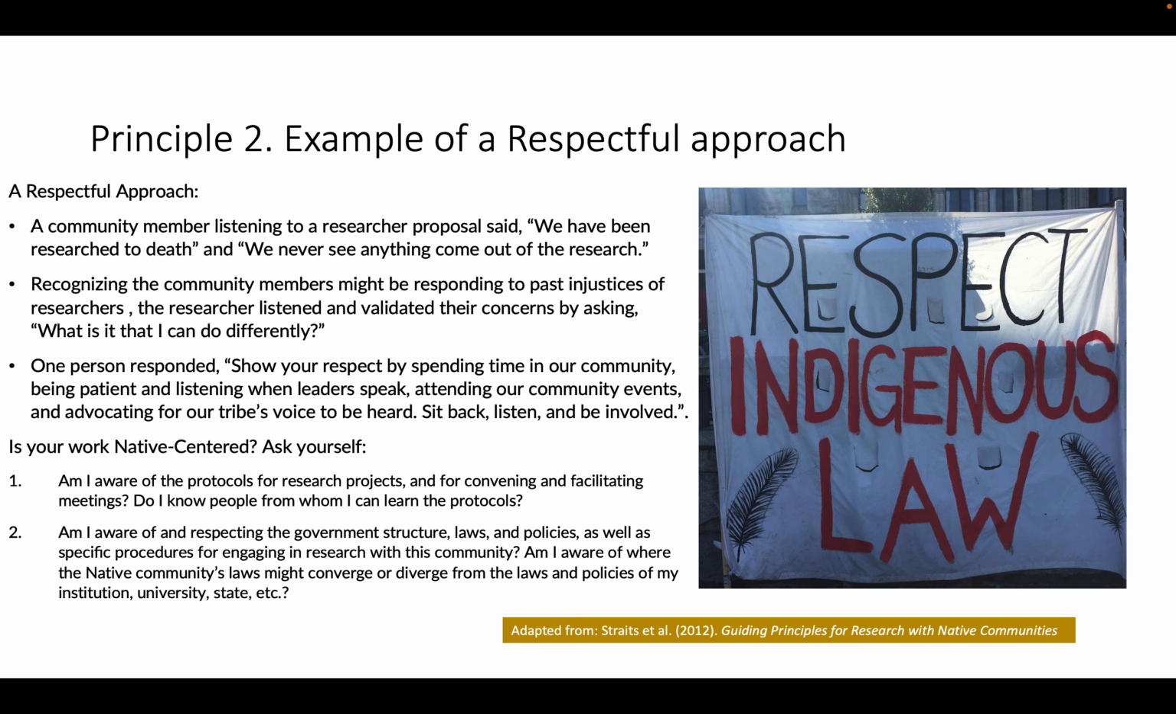A respectful approach, an example. Principle 2, example of respectful approach. A community member listening to a researcher's proposal said, "We have been researched to death, and we never see anything come out of the research." Recognizing that community members might be responding to past injustices of researchers, the researcher listened and validated their concerns by asking, "What is it that I can do differently?"